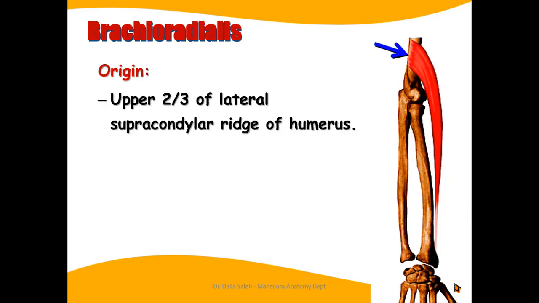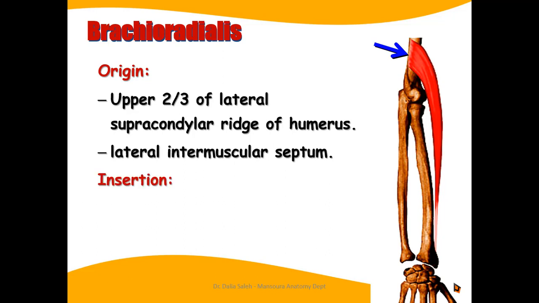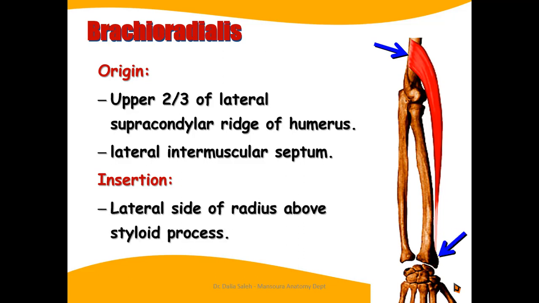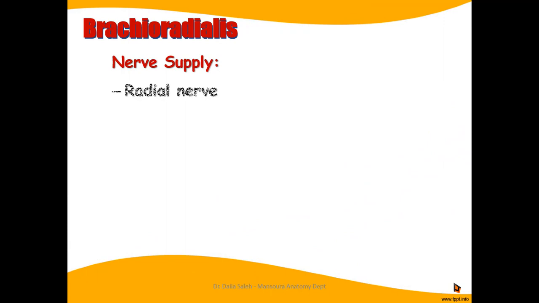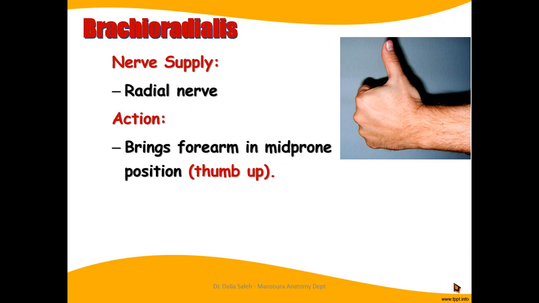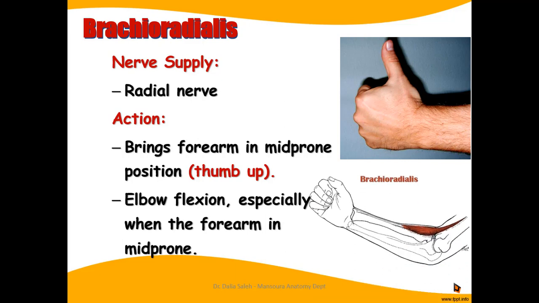The brachioradialis originates from the upper 2/3 of the lateral supracondylar ridge of the humerus and also from the lateral intermuscular septum. It goes downward on the lateral side of the forearm and inserts at the lateral side of the radius above the styloid process. It is innervated by the radial nerve. When it contracts, it brings the forearm in the midprone position, as in the thumb up position. Also, it helps in elbow flexion, especially when the forearm is in the midprone position.